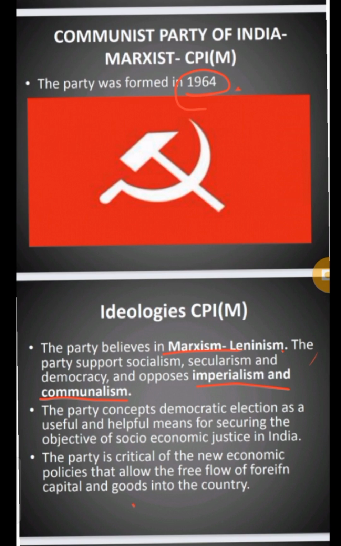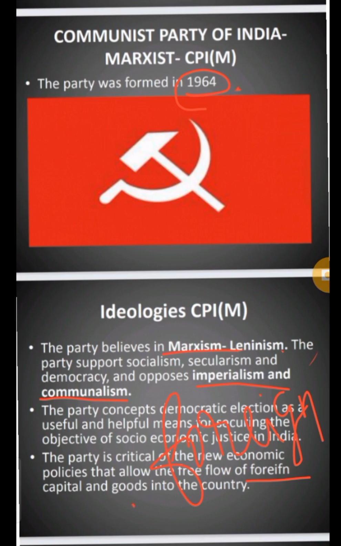Now this party considers democratic elections as a useful and helpful means for securing the objective of social justice in India. So this party believes in democratic elections, because with this tool of democratic elections, all the communities in India can be given social and economic justice. And the party is critical of the new economic policies that allow the free flow of foreign capital and goods into the country. Sorry, foreign is spelled wrong here. Okay, so this party is against new economic reforms.